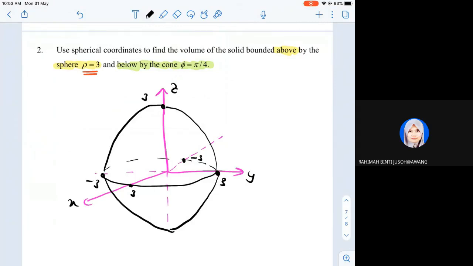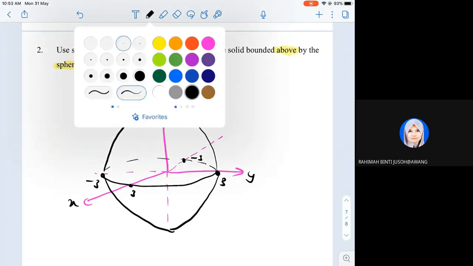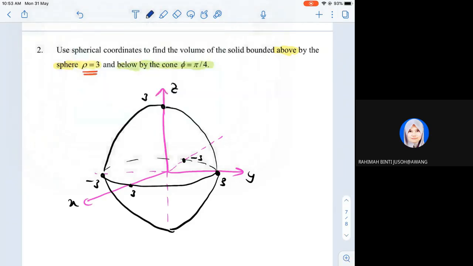Alright. Next we have a cone. Cone, phi equals pi over 4. Tadi kita dah belajar kan. Phi equals pi over 4 is a cone. So this is the cone. Okay, that's the cone. Okay, we know that the phi here, phi equals pi over 4.